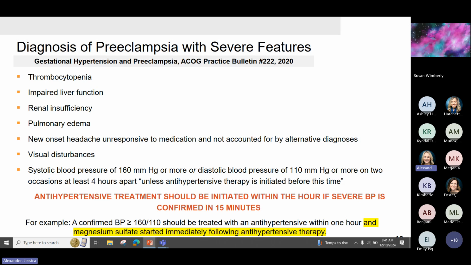A confirmed blood pressure should be treated with antihypertensives within an hour, and then magnesium started immediately following the antihypertensive therapy. This is on the presumption that one is obviously moving towards delivery. If there is just a one-type treatment with very early gestational ages, that will be a clinical judgment.